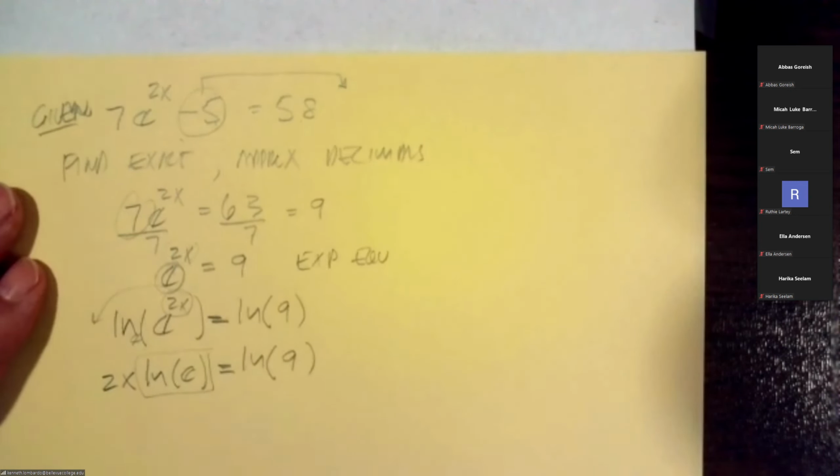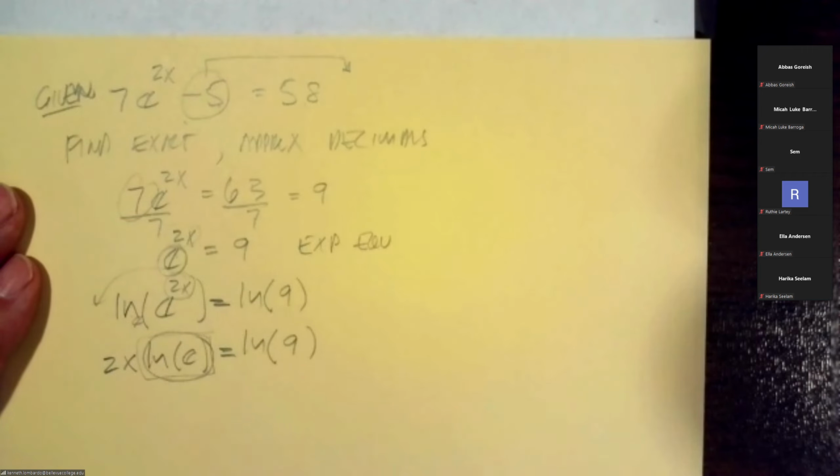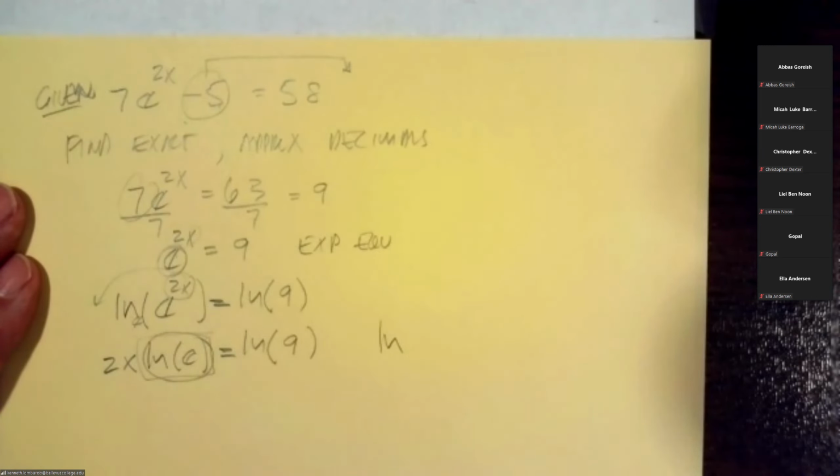It'd be 1. And why do we say this is 1? Because ln is an exponent and e will just have an exponent of 1. ln is an exponent. Ln is a log base e, right? Yeah, sorry.